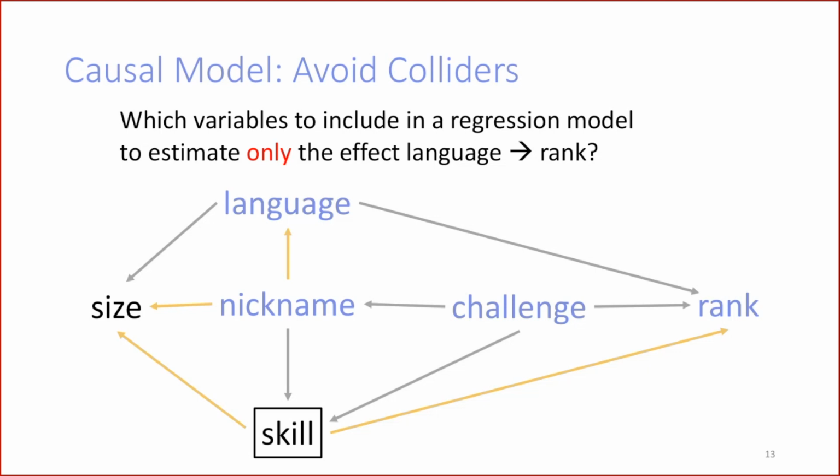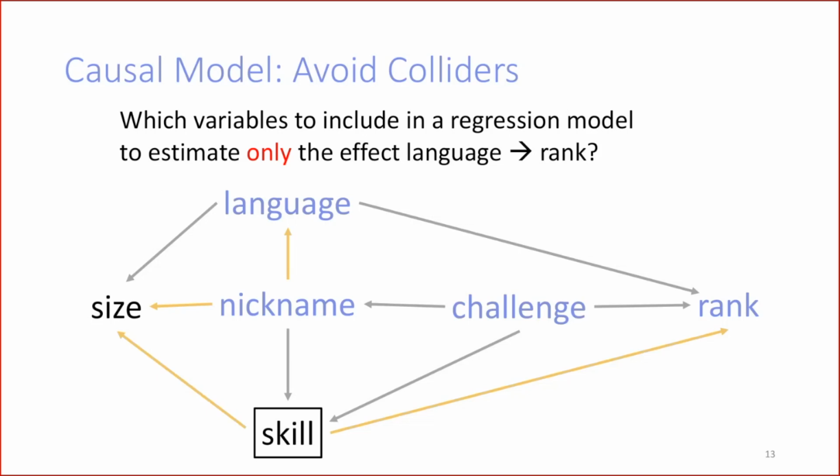So in other words, for nickname and challenge, the conclusion is: make sure they are in your statistical model. For size, the conclusion is: make sure it's not in your statistical model. Otherwise, you're not isolating that causal effect.